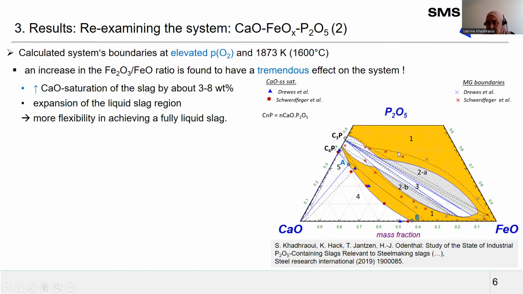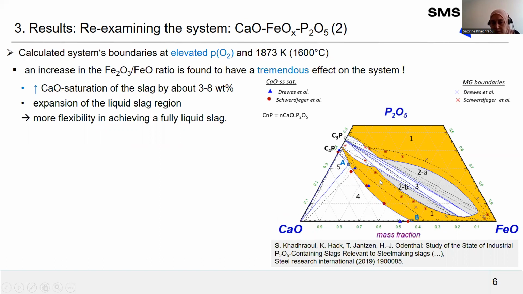For the sake of comparison, I have included the previous phase boundaries as dashed lines here. And the colors represent the same thing. The orange is for the liquid slag, the gray regions are the immiscibility gap, and the white regions are saturated with one or more solid phases. So we see that such a small change has increased the lime saturation of the slag. The line was here, and now it went in the direction of more lime. The lime saturation increased by about 3 to 8%.